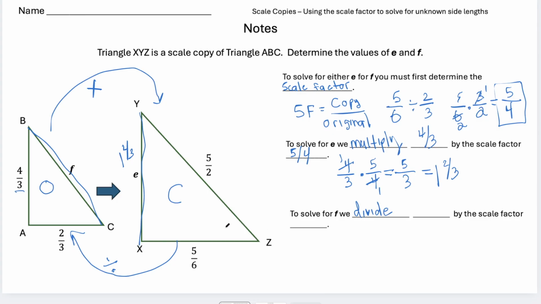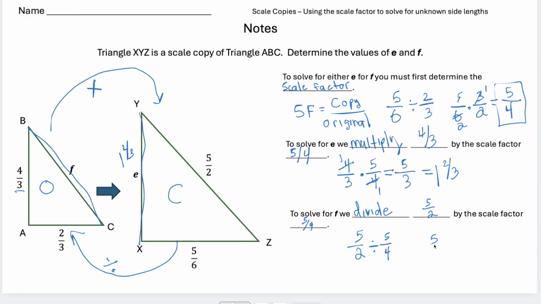All right? And we're going to divide 5/2 by the scale factor, which again was 5/4. So we need to do 5/2, and we're going to divide that by 5/4. And again, we're going to do keep change reciprocal.